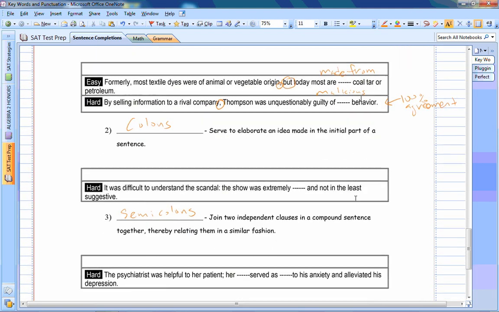Let's look at colons. A colon serves to elaborate an idea made in the initial part of a sentence. So if we look at this one here, it was difficult to understand the scandal, then we see a colon. Now the colon is like using the word because. So sometimes you see a colon, you think of listing things, but it also can be used to elaborate on what you're saying earlier. So again, we expect 100% agreement between the two parts of the sentence.